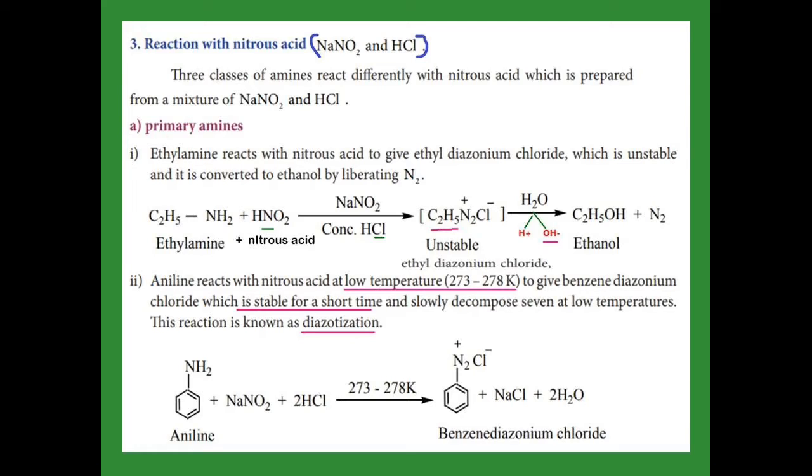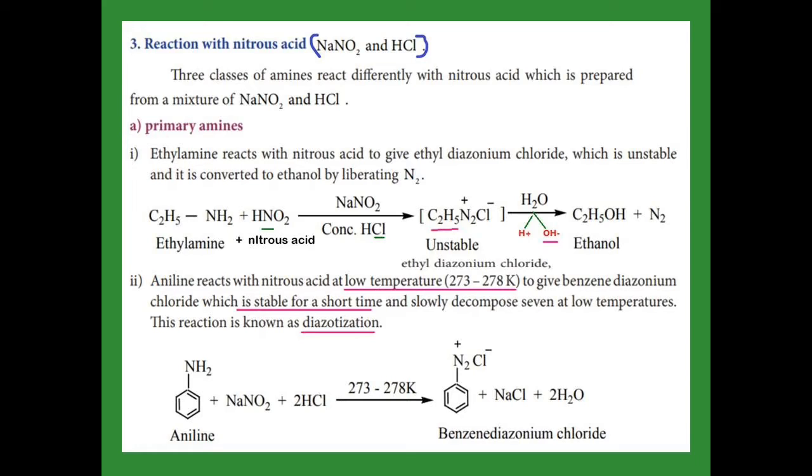The next one, aniline. Suppose aniline reacts with nitrous acid at low temperature, 273 to 278 Kelvin. First we get benzene diazonium chloride, like ethyl diazonium chloride, but compared to ethyl diazonium chloride, benzene diazonium chloride is stable for a short time. Afterward it slowly decomposes at low temperature. This type of reaction is called diazotization.